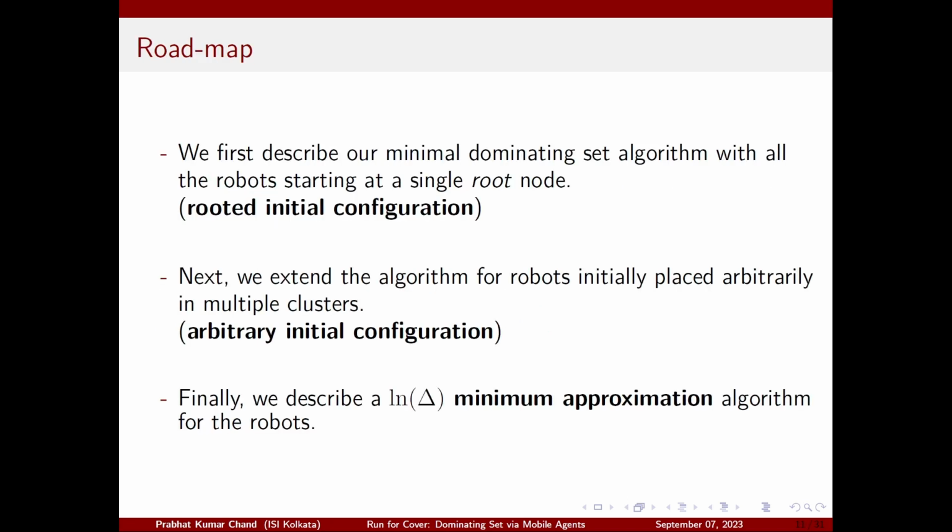This is our roadmap for the presentation. We will first describe an algorithm where the robots compute a minimal dominating set with robots starting at a single node, which is called the rooted initial configuration. Next, we extend this algorithm and compute a minimal dominating set for the robots present arbitrarily as multiple clusters. And finally, we give a ln delta approximation algorithm for the minimum dominating set for the robots.